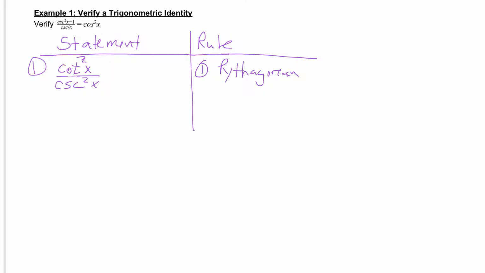And if you're unsure about that, remember your identity. And so go back and look. If you need your identities out, if you haven't memorized them yet, you can look at it. All we did was move around that Pythagorean identity. Then step 2, I see that I have cotangent squared divided by cosecant squared x. And so what I'm going to do is I'm going to split these two up so that I can work with each one separately. So I'm going to rewrite it as cotangent squared x divided by cosecant squared x. And that's just an algebra rule.